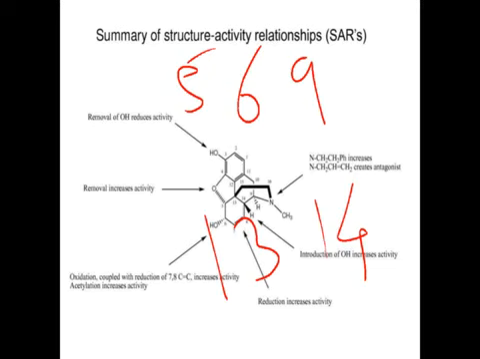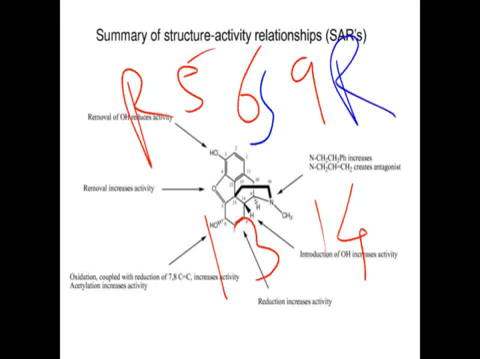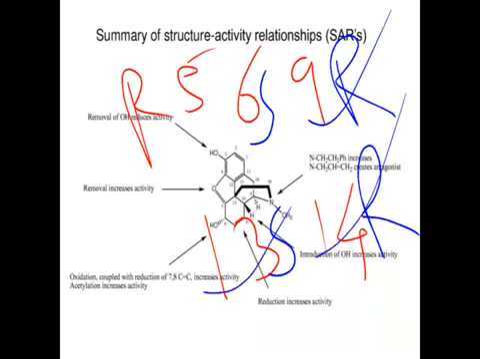So at the 5 position, the configuration is R. Okay, so 5R, 6S, 9R, 13S, and 14R. So 5R, 6S, 9R, 13S, and 14R. These are the absolute configuration of morphine.